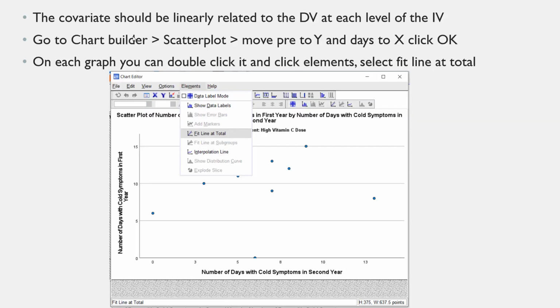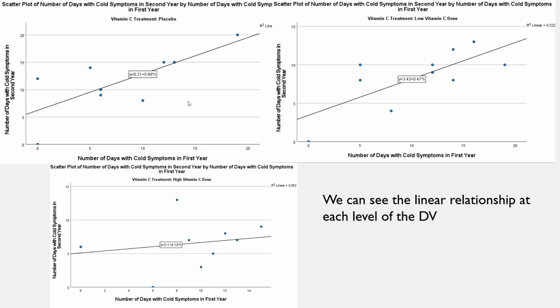The covariate should be linearly related to the dependent variable at each level of the independent variable. Go to Chart Builder, Scatter Plot, move pre to Y, and days to X. Click OK. On each graph, you can double-click elements. Double-click it and it'll pop out. Click Elements and come down to Fit Line at Total. And then it'll give you the fit line for each, and you can see that they're each linearly related at each level of the independent variable.